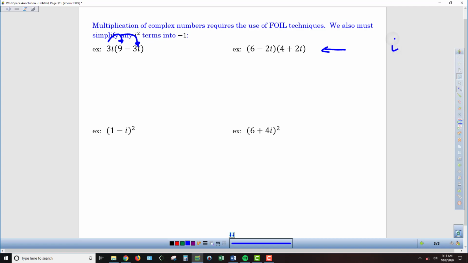Because if you'll recall, i was defined as being the square root of negative 1. So if I square both sides, that means i squared equals negative 1. So I'm going to need to make that swap anytime an expression has an i squared in it.